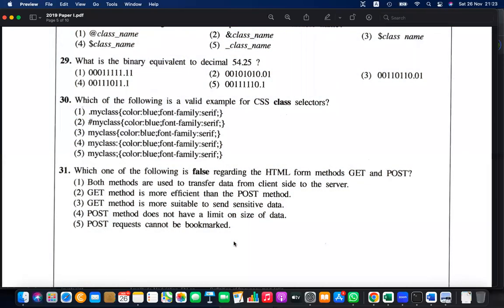Let's see. Post does not have a limit on the size of data. Yes, you can send a considerable amount of data using post, based on the capacity of the network and the machine. Post request cannot be bookmarked. Yes, very true. You cannot bookmark that. You cannot see that even. Number 3 is the answer for question number 31.